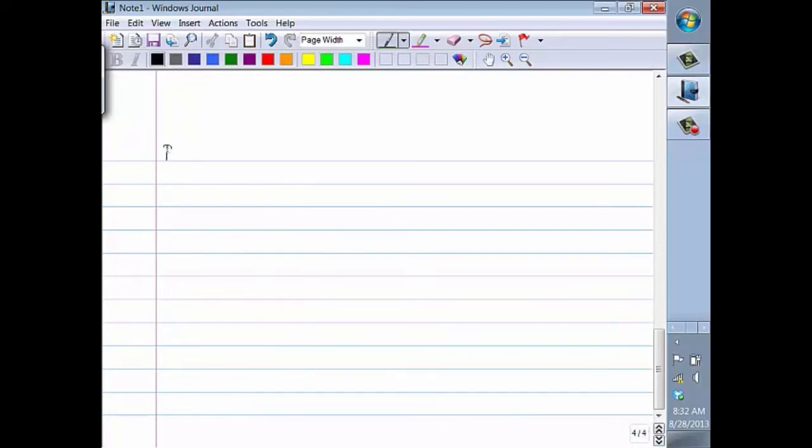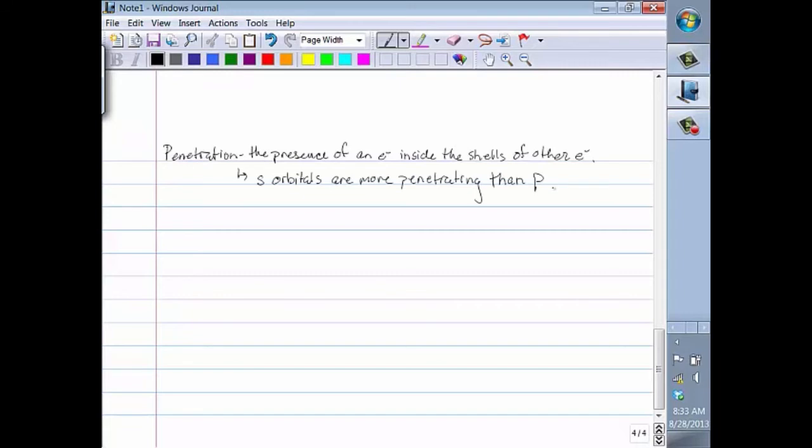So now let's talk about penetration. Penetration is defined as the presence of an electron inside the shells of other electrons. It's important to know that s orbitals are more penetrating than p, and p are more penetrating than d, etc., etc.